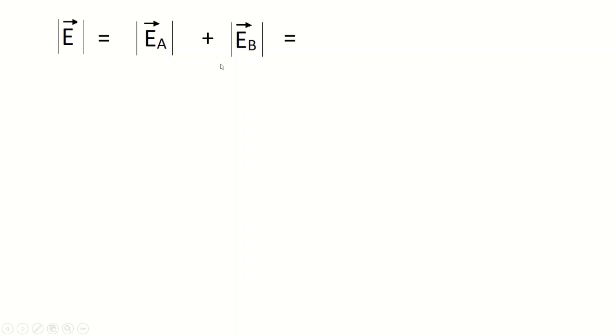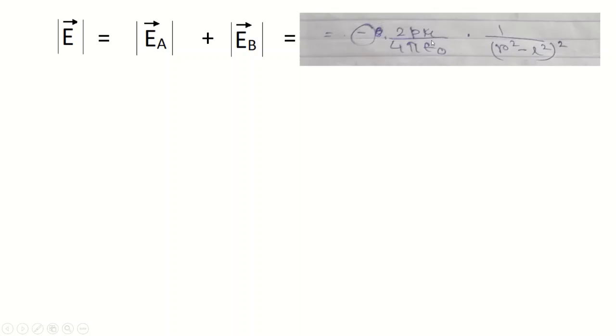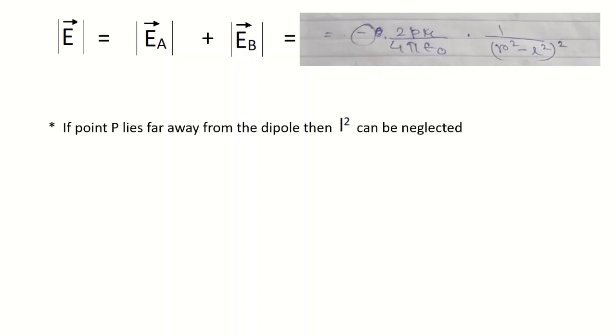Now, after performing the mathematics of the total electric field, we come down to the result in the form of 2pr over 4 pi epsilon naught times 1 by r square minus l square, that is the total result of the electric field due to the dipole. Now let's come down to a special case.